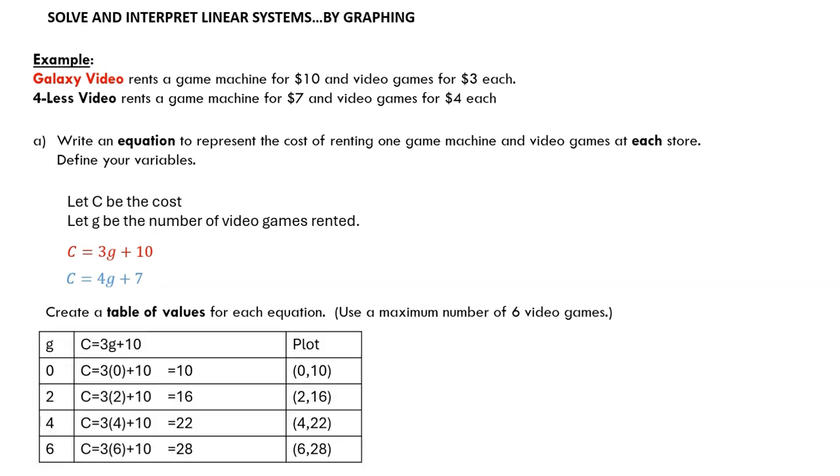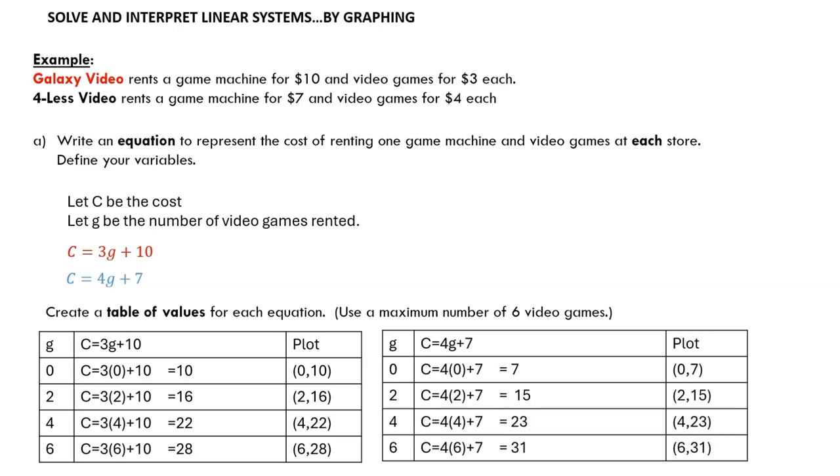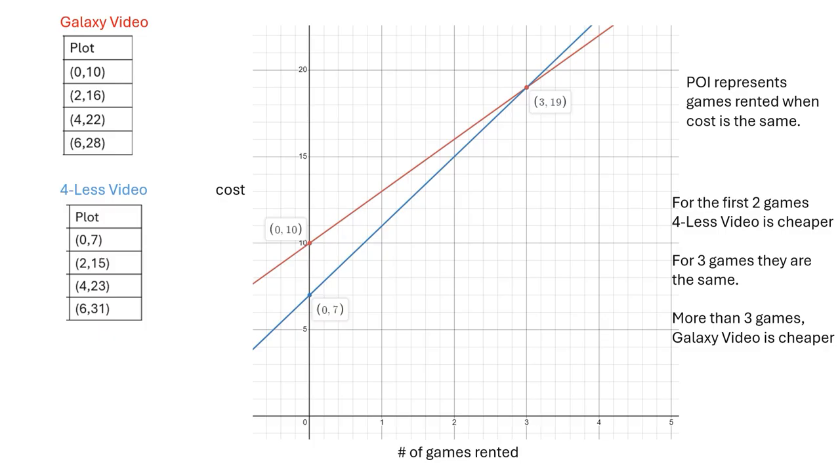So here's the table of values for Galaxy Video. Here's the table of values for For Less Video. Once these points are plotted, we have two lines that intersect at the point (3, 19). This tells us that in a scenario where 3 games are rented, the total cost from either store will be the same, in this case $19.